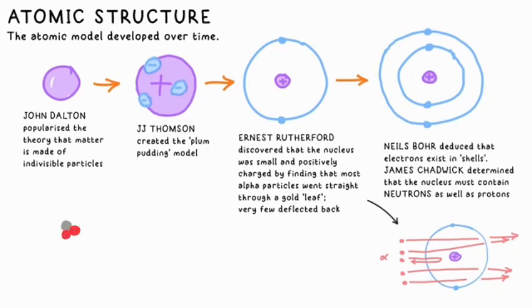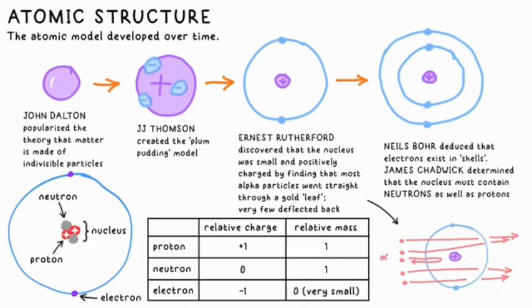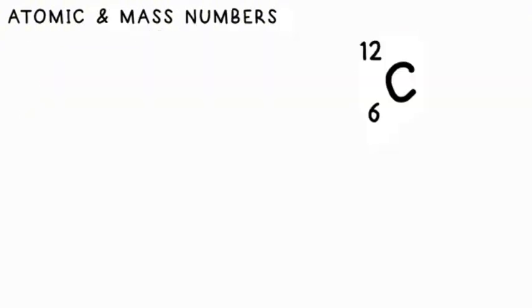Protons and electrons have equal and opposite charges, so we just say they're +1 and -1, relatively speaking. Neutrons have a charge of 0. Protons and neutrons have essentially the same mass, so we say they have a relative mass of 1. Electrons are very light in comparison, so we say they have a mass of 0 or just very small, depending on the situation. The periodic table tells us everything we need to know about an atom.